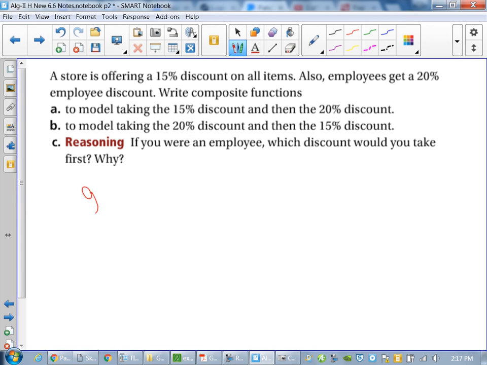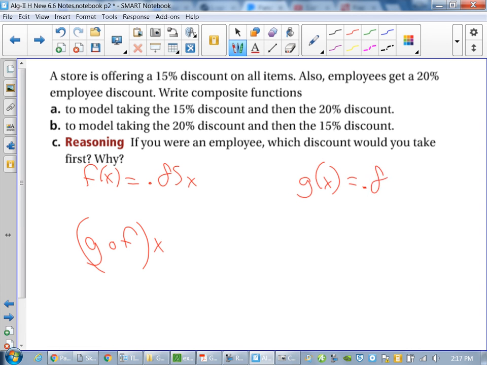If we take a g of f of x, oh, I should probably label them. So 15% off would be what as a decimal? If I'm multiplying something by to get 15% off, what do I multiply by? 0.85. And then g of x was 20% off, so that's 0.8.